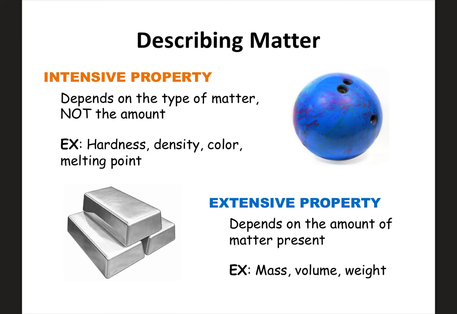If you wanted to give an intensive property of this bowling ball, you could talk about the color of it. If you knew the melting point, you could talk about that. An extensive property of these silver bars, you need to get out your balance and put them on there and see how much they weighed. So these are definitely some terms that you need to know with examples.